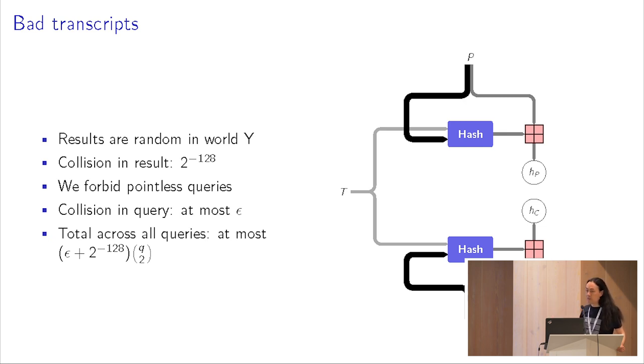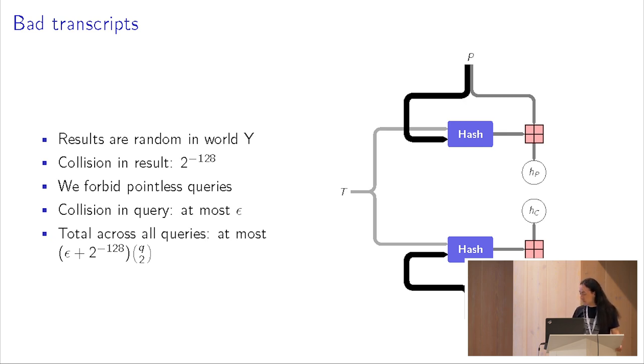We forbid pointless queries. So given a plaintext query, either the plaintext or the tweak or both must, for any given previous query, be different. And so the result is the probability that the hash will differ by any given amount is at most epsilon, meaning the probability there'll be a collision in the plaintext is at most epsilon. And so across all pairs of queries, the probability that we'll see such a collision is at most epsilon plus 2^-128 times Q choose 2. If that happens, we call that a bad transcript.